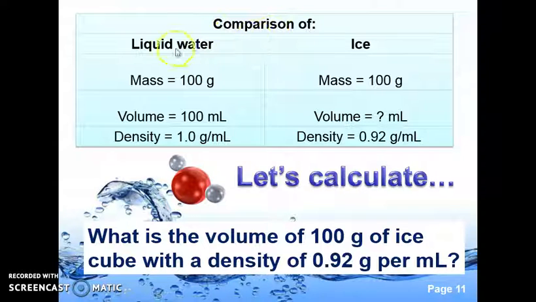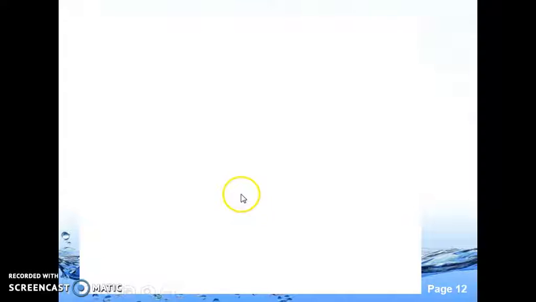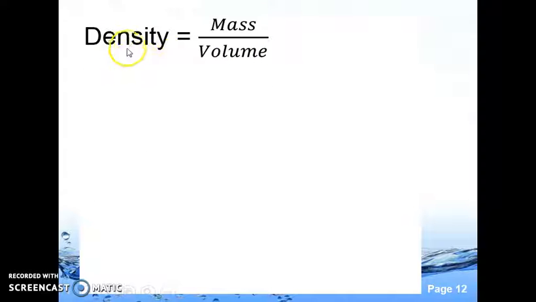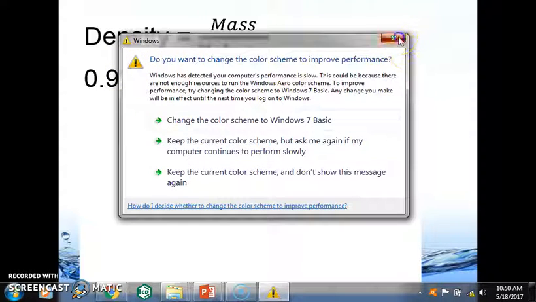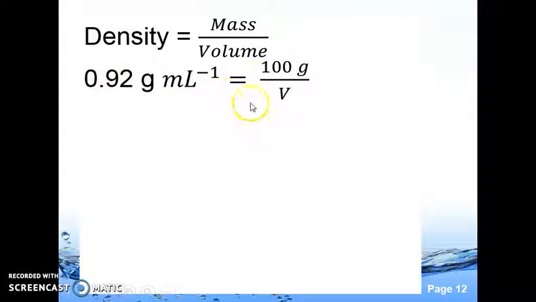So this is a comparison of liquid water and ice density. Let's calculate. The question: what is the volume of a 100 gram ice cube with a density of 0.92 gram per ml? We have the formula, density is mass over volume. Substituting the values, we get the volume equals 108.7 ml.